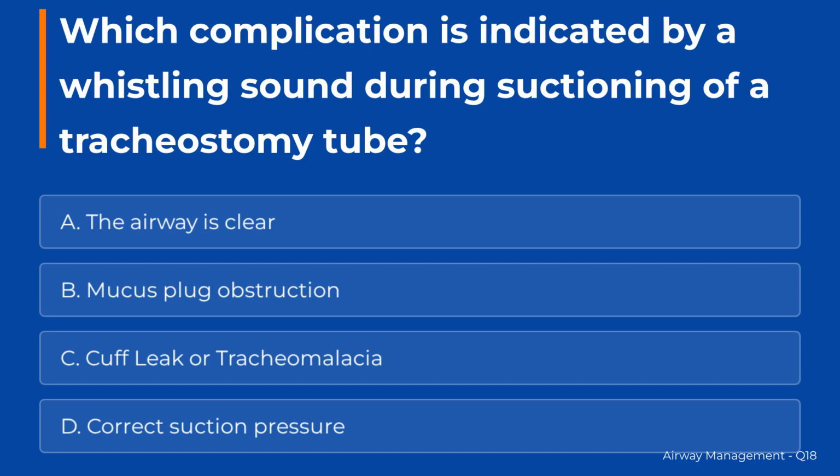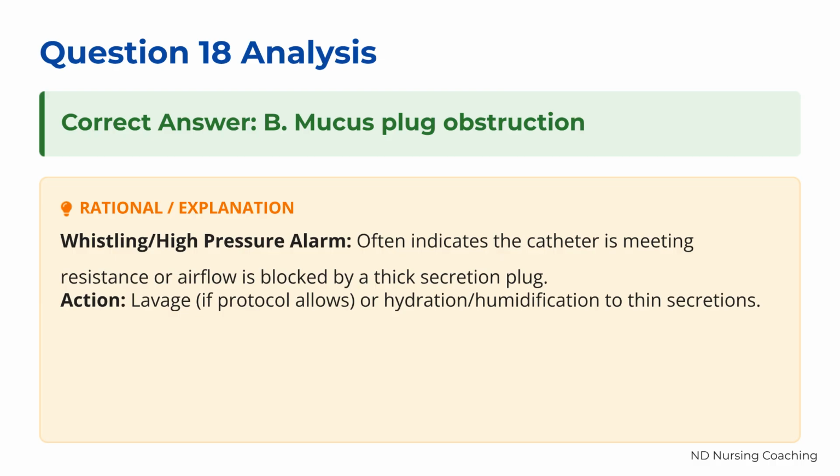Question 18. Which complication is indicated by a whistling sound during suctioning of a tracheostomy tube? The correct answer is B, mucus plug obstruction. A whistling sound or high-pressure alarm often indicates the catheter is meeting resistance from a thick secretion plug. Action may involve hydration or lavage to thin secretions.